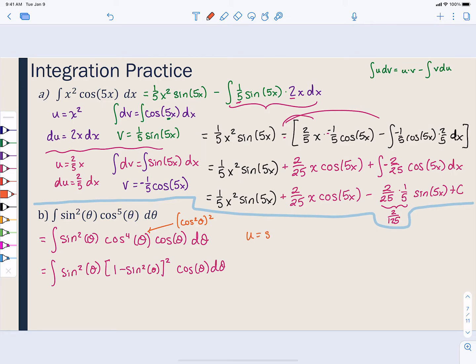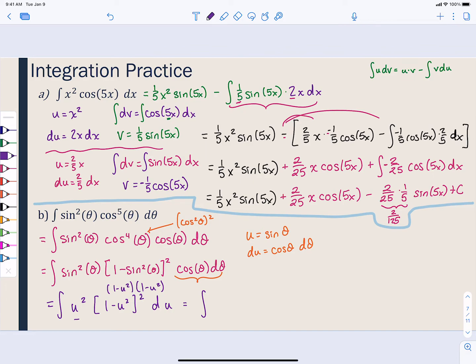So then we want to do a substitution of u being sine of theta, so that du is equal to cosine of theta d theta. Again, that's why here we peeled off one of those cosines from our cosine to the 5th power so that we could do our substitution. And we are going to end up with the integral of u squared times 1 minus u squared, being squared, du. And if you go ahead and FOIL out our 1 minus u squared, and then distribute our u squared through, you're going to end up with u squared minus 2u to the 4th plus u to the 6th du.